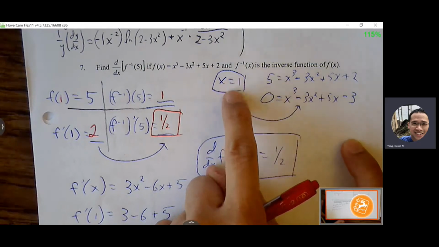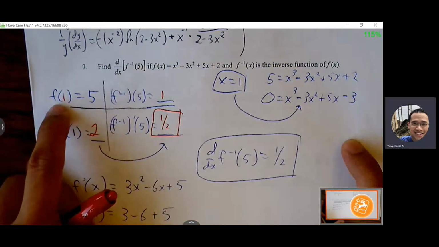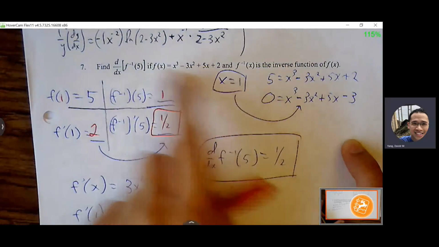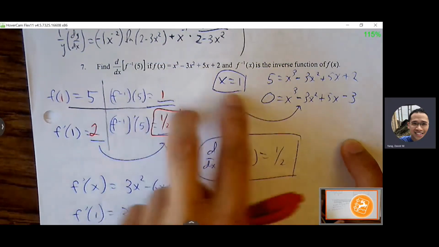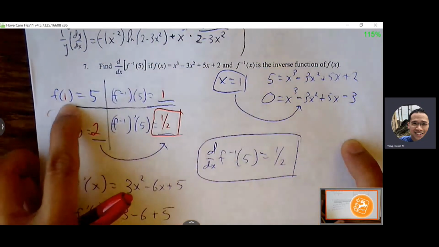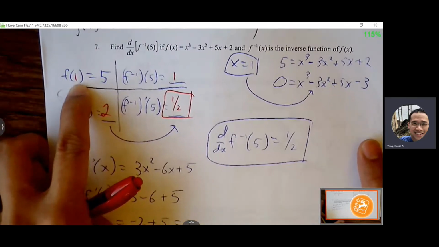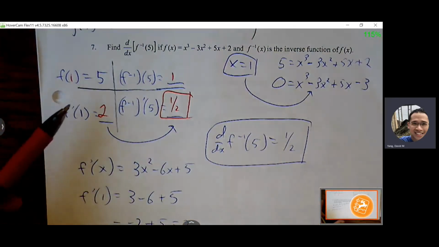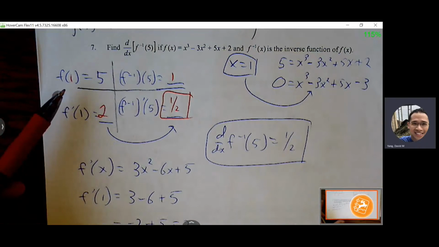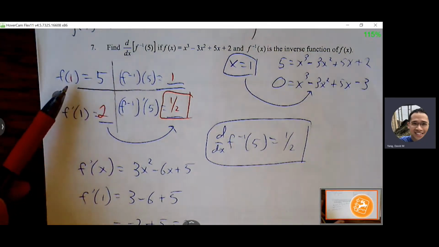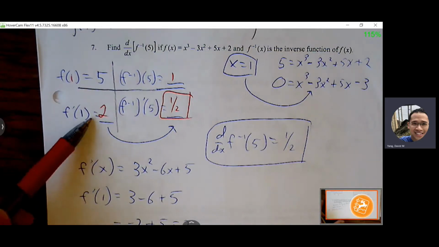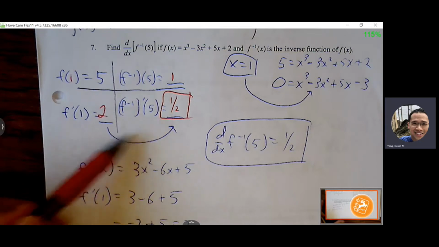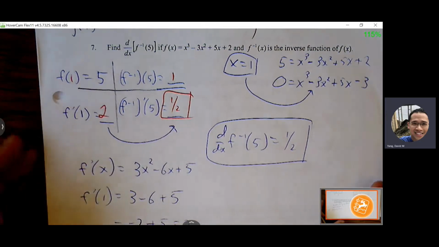So now that we have 1, we know that our order pair is not going to be 5, 1. It's going to be 1, 5. So order pair is 1, 5. And once we know that, then things become a lot easier. We find the derivative, and then from the derivative, we can find the slope. And from the slope, we can flip that to get to the slope that we're really targeting.